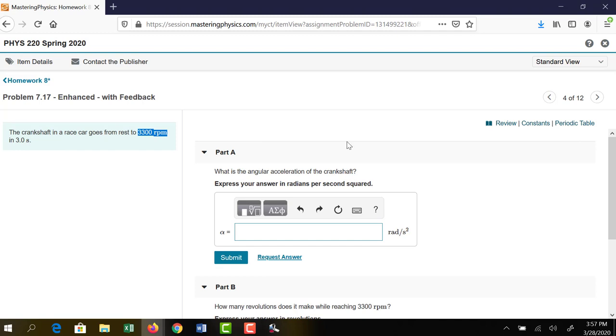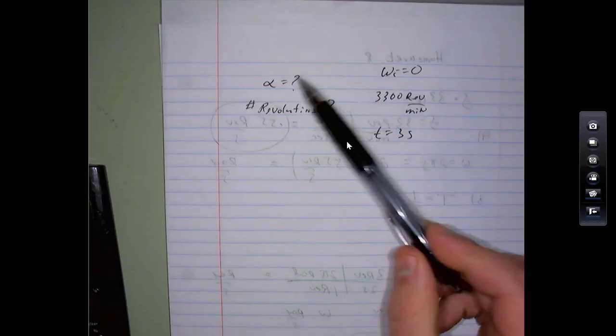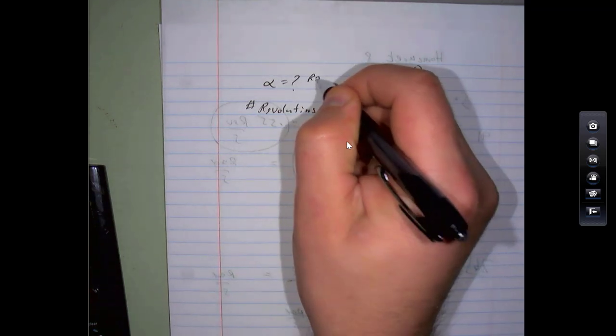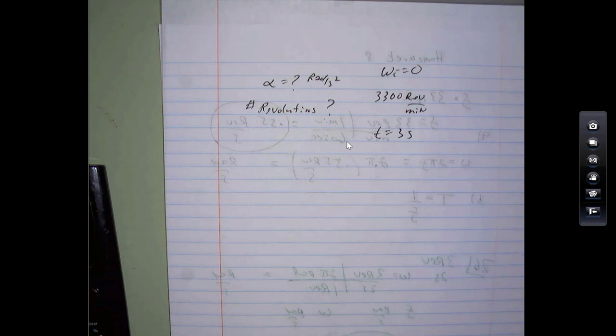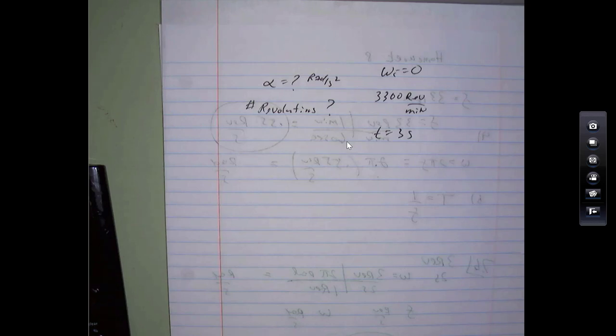We want to know what the angular acceleration is. That's a new variable, so we'll have to talk about it. And how many revolutions does it make while reaching 3,300 RPMs? So we're looking for the angular acceleration. That's what alpha is, in radians per second squared. Starting from rest, we get up to 3,300 revolutions per minute. This takes 3 seconds. What is the angular acceleration? And then how many revolutions do we go through?